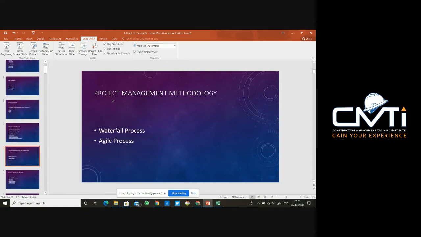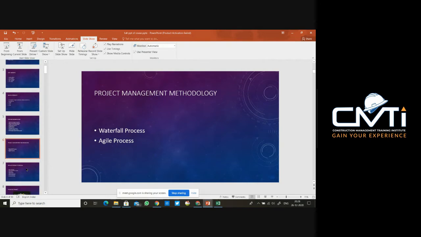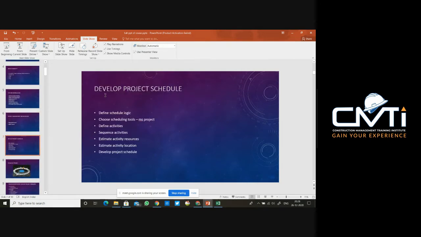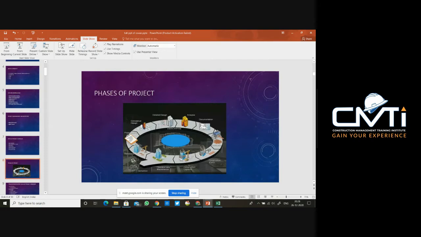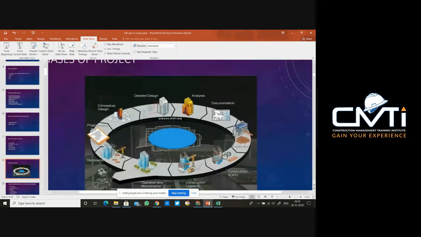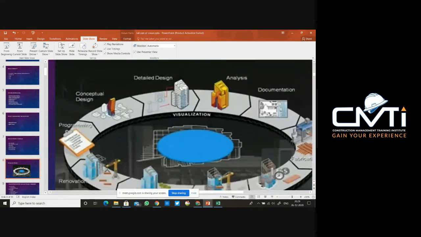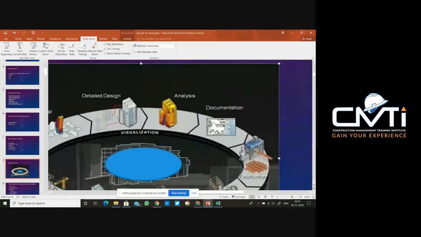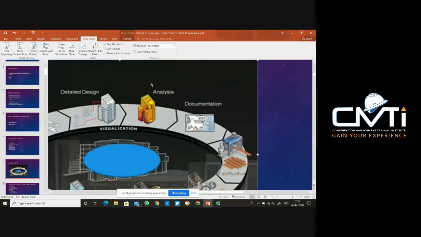So there are two methodologies for project management, that are the waterfall process and agile process. So I want to show this chart in which I will zoom it. Here, our project starts with, first, we have to decide, where my cursor is, we have to decide what the project is about. Then we do the conceptual design. Here you can see that we can do the conceptual design. Then we will do the detailed designing. Then we will do the analysis of our design. Analysis means we will see whether the structure would fail or pass.